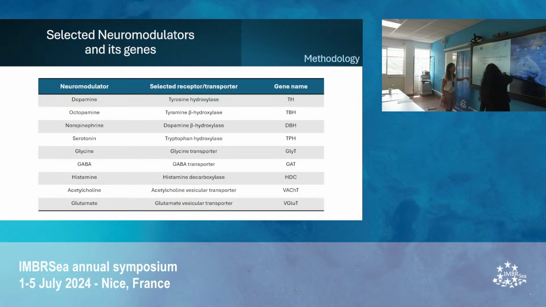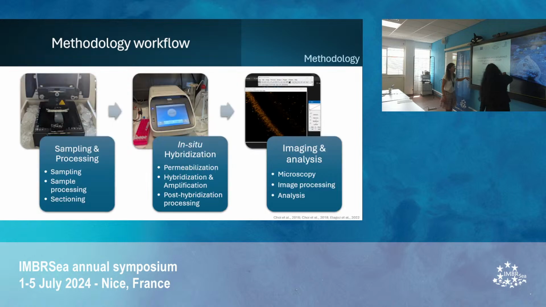For this research, we chose 9 neuromodulators like dopamine, octopamine, norepinephrine, glycine, GABA, etc. And we also chose 9 genes which correspond to the respective receptor or transporter genes. So we chose the receptor genes for dopamine, octopamine, norepinephrine, serotonin, and histamine, whereas we chose the transporter genes for the rest of the neuromodulators.